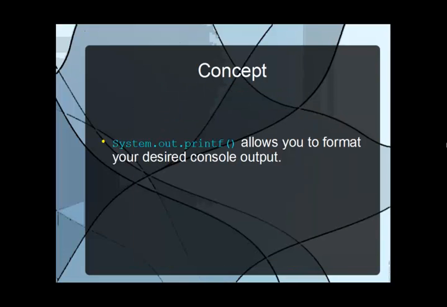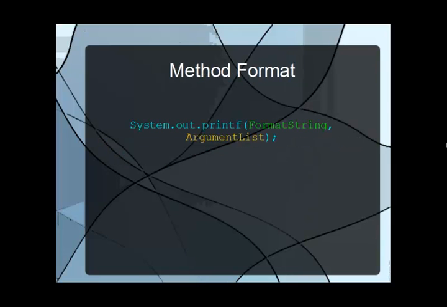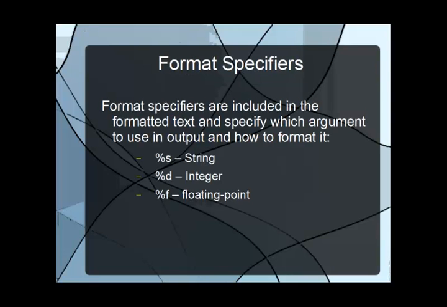The concept of the printf method is that it allows you to format your desired console output. How we do that is we have a format string and an argument list. Format specifiers are included in the formatted text and specify which argument to use in an output and how to format it. %s for the string, %d for integers, and %f for floating point, for example.